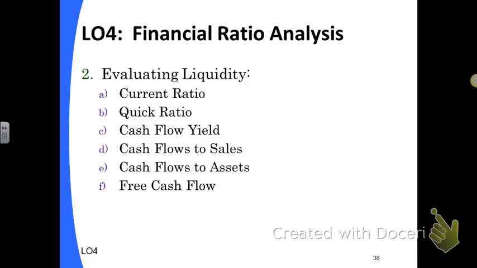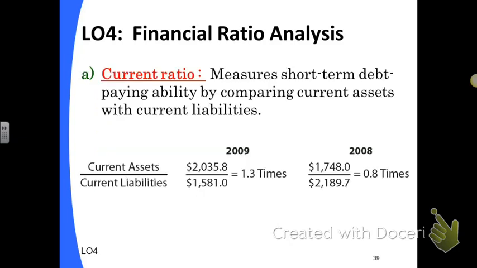Next, let's look at how we evaluate our liquidity by looking at the current ratio, quick ratio, cash flow yield, cash flows from sales, cash flows to assets, and our free cash flow. First, our current ratio. It measures our short-term debt paying ability by comparing our current assets with our current liabilities. Simply stated, it's our current assets over our current liabilities.